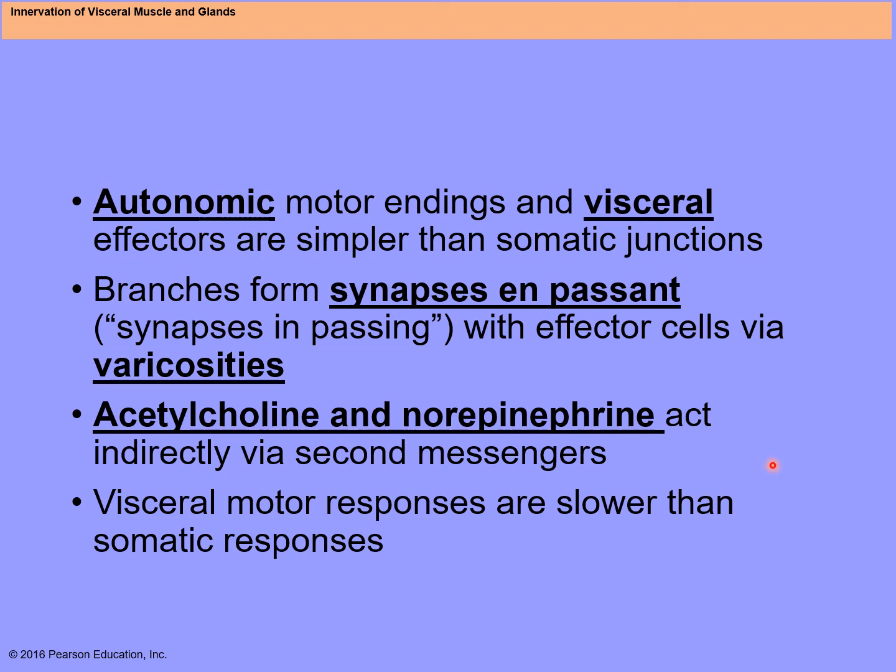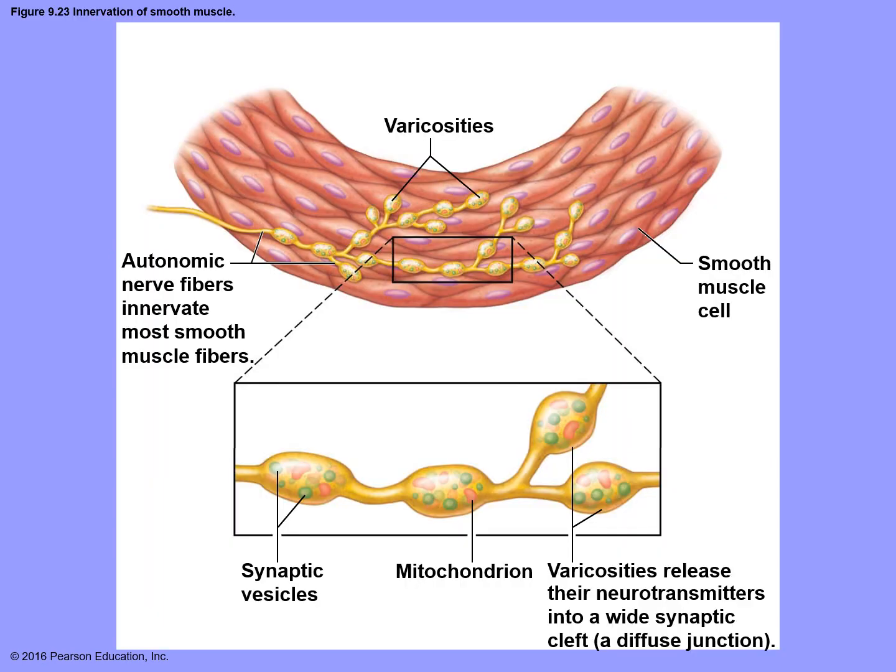Autonomic motor endings are going to be stimulating visceral effectors. They're much simpler. The branches form synapses en passant, which means in passing, at the varicosities. Acetylcholine and norepinephrine can act indirectly through second messengers. The motor responses with the visceral tend to be slower than your somatic. Once again, somatic, think skeletal muscle.